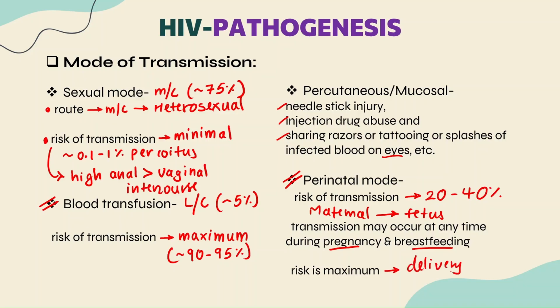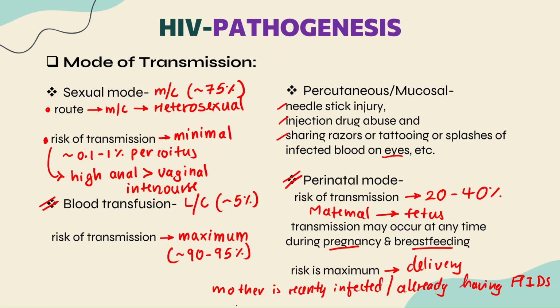delivery, or you can remember that is when the mother herself has got a recent infection, guys. Okay, so we can write that the mother is recently infected, or she is already a known case of HIV, or you can say already having AIDS. So mother is recently infected with HIV, or she is already having AIDS, guys, or at the time of delivery. These are all the conditions where the risk of transmission is maximum under perinatal mode of transmission. Make sense? Okay. Next thing.